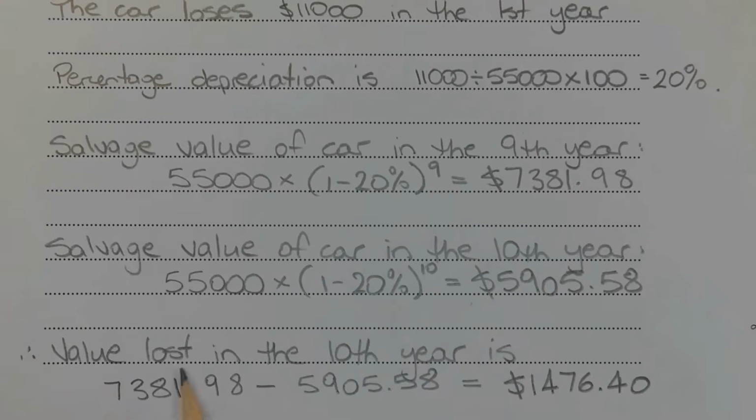So to find the value lost in the 10th year, we take this value here, and then we subtract from that this value here. So the difference between the 9th year and the 10th year. So the value lost in the 10th year is 7,381.98 minus 5,905.58, and we get $1,476.40.